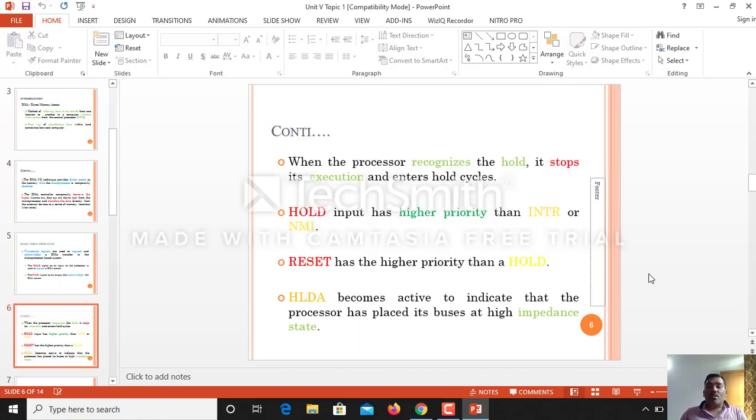When the processor recognizes the hold, it stops its execution and enters hold cycles. The hold input has higher priority compared to the interrupt request INTR or the non-maskable interrupt, that is NMI. Reset has higher priority compared to the hold. Hold acknowledge, that is HLDA, becomes active to indicate that the processor has placed its buses in the high impedance state.